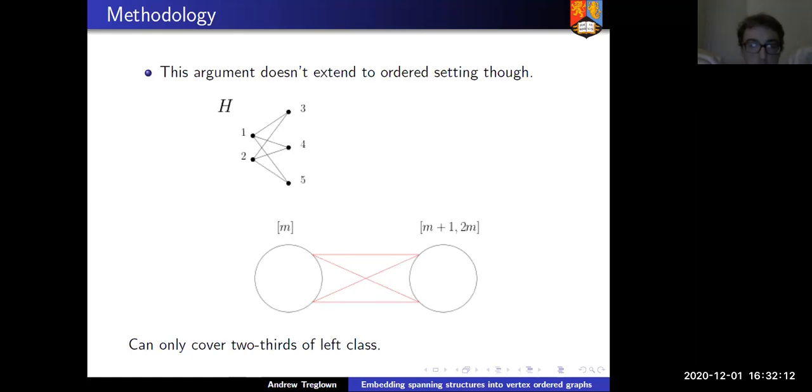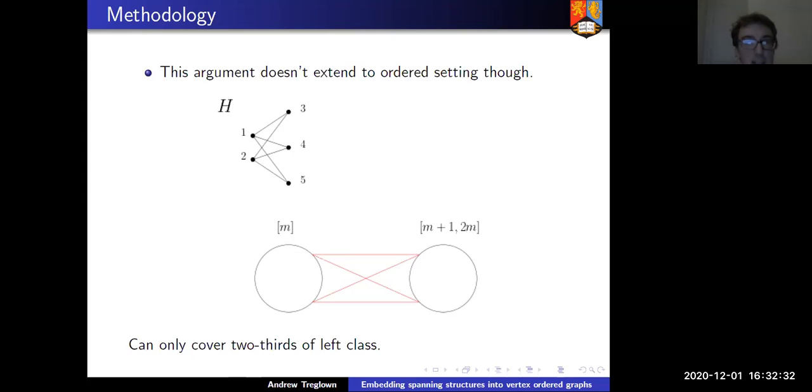Well, suppose all of the vertices in the left class are smaller than all of the vertices in the right class. That's completely possible. We could have just been unlucky, so that all of the vertices on the left-hand side are smaller than all the vertices on the right. For example, they could be the numbers 1 up to n on the left and n plus 1 up to 2m on the right.